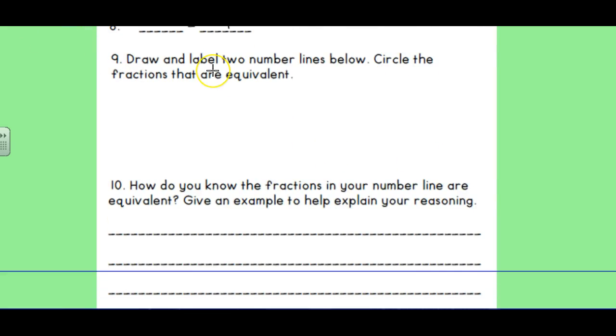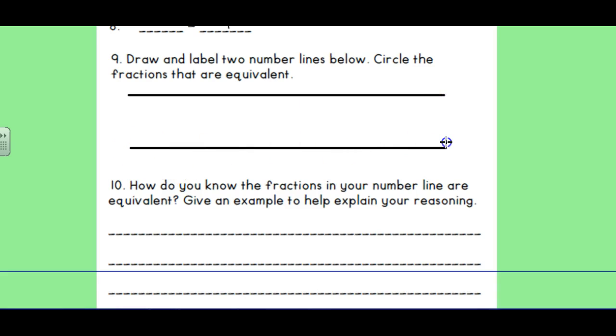Okay, number 9 says draw and label two number lines below. Circle the fractions that are equivalent. So on your paper, you need to draw 2 lines, and you want to leave some space so that way you have room to write your fractions. Make sure you're putting your arrows at the end of your lines, and you're going to have to be thinking about what do you want to divide your number line into.